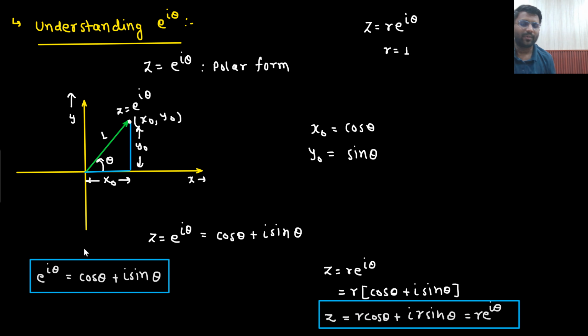What is the meaning of e to the power iota theta? That is nothing but cos theta plus iota sin theta. This is known as Euler's identity, but you don't need to remember the name of the scientist. Just remember only one thing: e to the power iota theta is nothing but cos theta plus iota sin theta.